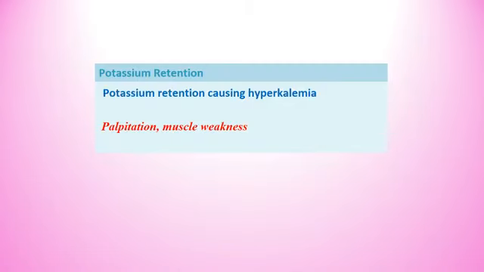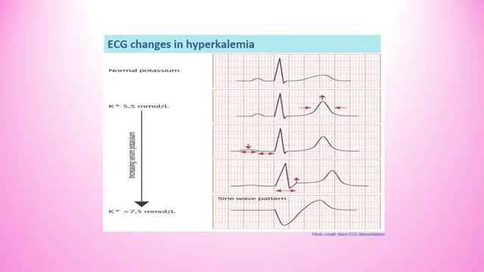Next complication, potassium retention. Potassium retention causes hyperkalemia, clinically presenting as palpitation and muscle weakness. These are the ECG changes in hyperkalemia. Hyperkalemia means when the serum potassium is more than 5.2 milliequivalent per liter.